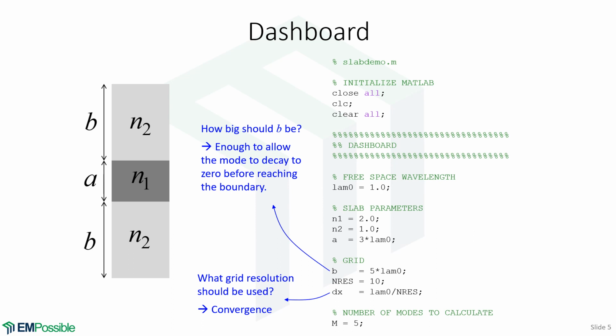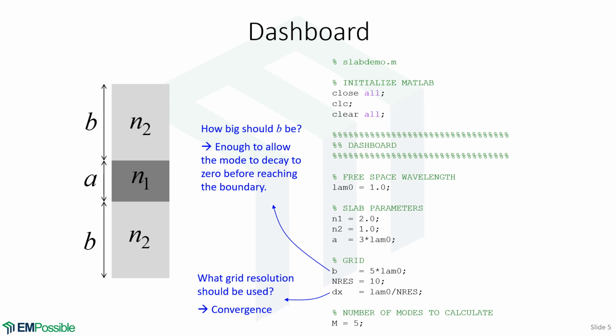We then define NRES, and this is the number of points per wavelength for our grid resolution, and we set our grid resolution to our wavelength divided by NRES. So this will be a resolution of 1/10 of a wavelength. And we might ask, where am I coming up with this NRES 10? And right now, it's just a guess. What we have to do is look for convergence.